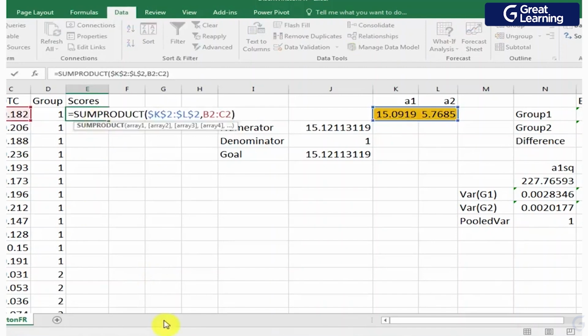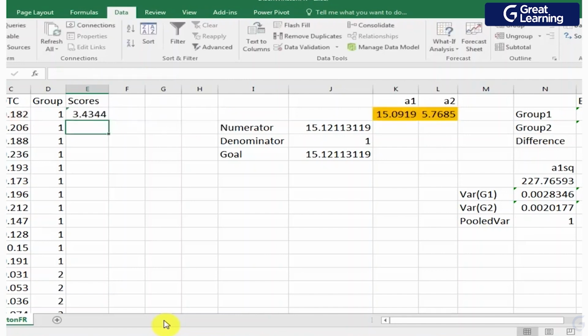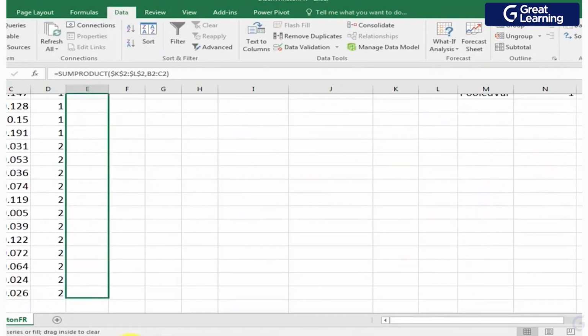This row is multiplied with this row. This is my A1, A2, $K$2, $L$2. This part, the K and L cells, will have to be locked because the slope is the same for all. It's like a regression. B2, C2 is the first record, 0.158 and 0.188. That is the discriminant score for the first record. Then shamelessly copy and drag it here till the end. You get all the discriminant scores.